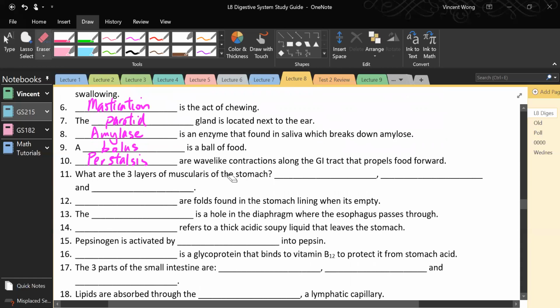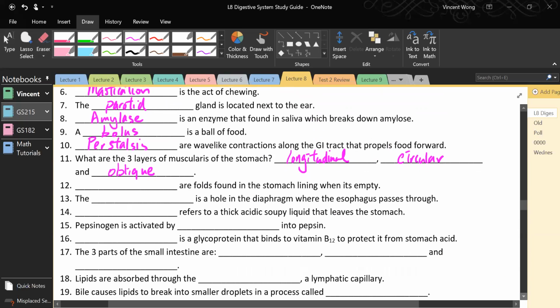What are the three layers of the muscularis of the stomach? So we have the standard two layers, the longitudinal, which are parallel to the direction of motion, basically squeezing them forward. We have circular, which would be perpendicular to the longitudinal. And the extra layer that is not found anywhere else in the GI tract, that is the oblique. The oblique is responsible for twisting motion. So all these twisting and squeezing and turning allow the stomach to mix its content.